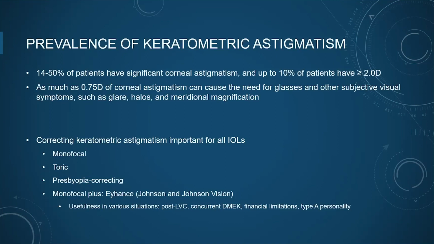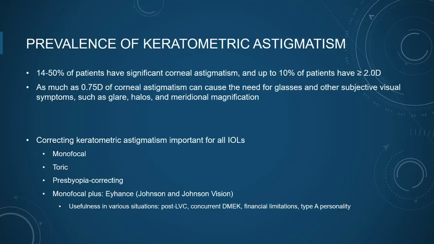Presbyopia correcting lenses are a huge area where correcting astigmatism is going to be very important, and we know that many of these lenses do come in toric versions. We don't have time to go through all of the presbyopia correcting lenses that are available in the United States, but certainly correcting the astigmatism at the time of placing these lenses is going to be very important to give good outcomes for these patients.